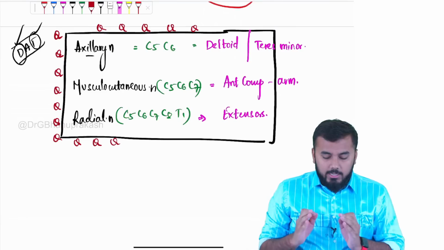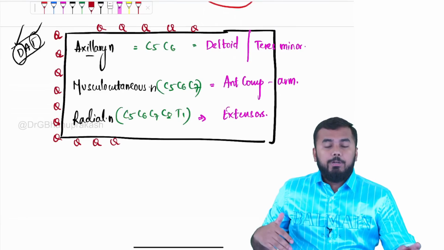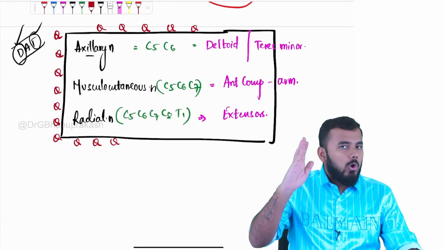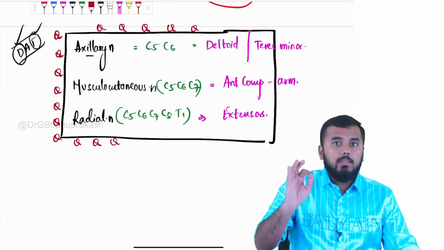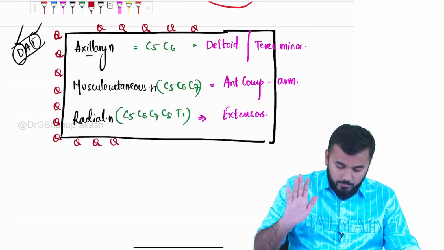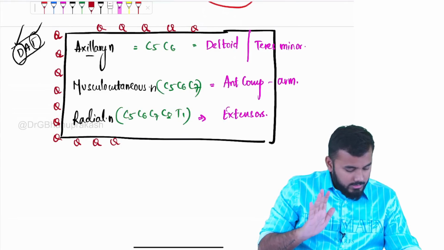So if you have understood till here, now I will jump into the arteries. There is no need to tell because you already know how important the arteries of the upper limb are, right? So tell me, did you understand?